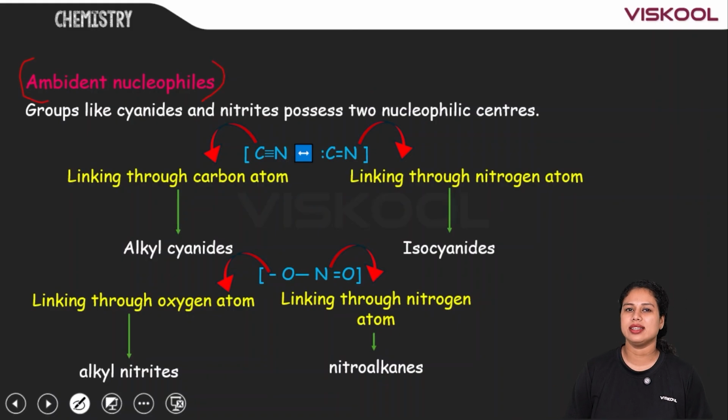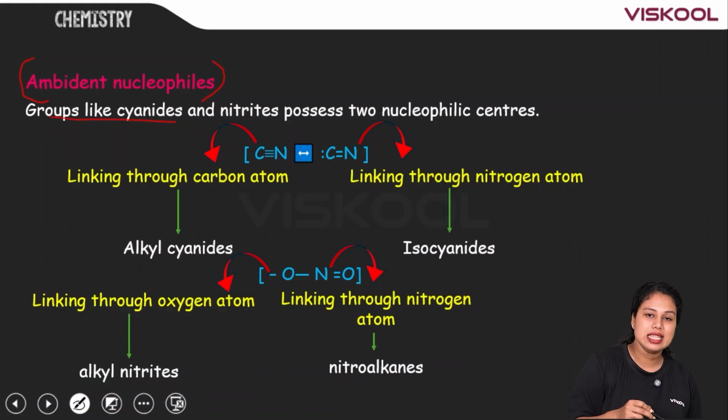Ambident, what is it? Have you ever heard the name ambident? You have heard about ambidentate ligands, right? Those ligands which can link to the metal through more than one donor atom, we can call ambidentate ligand. Thiocyanate is an example of an ambidentate ligand. Here, ambident nucleophile, the meaning is the same.